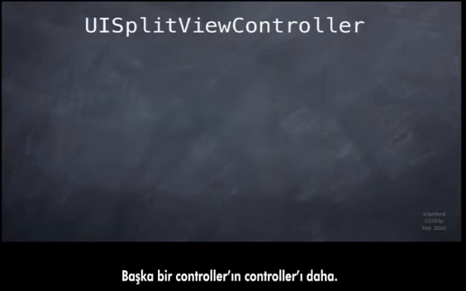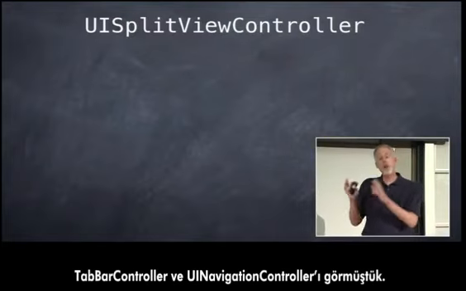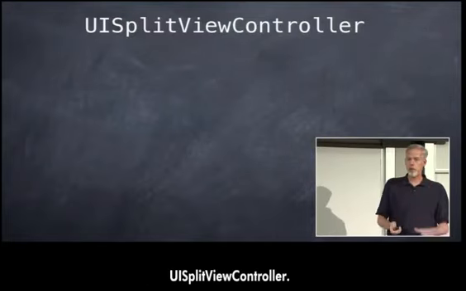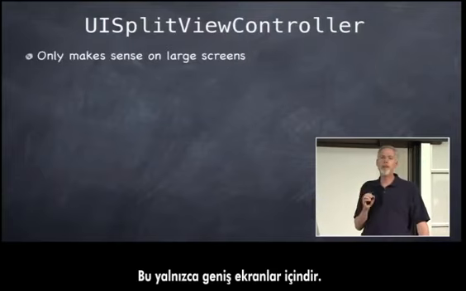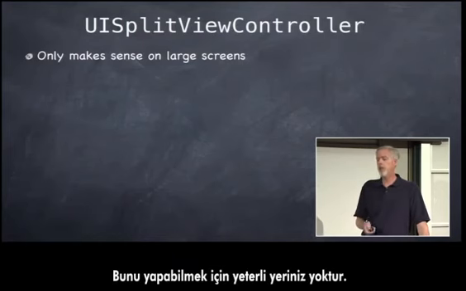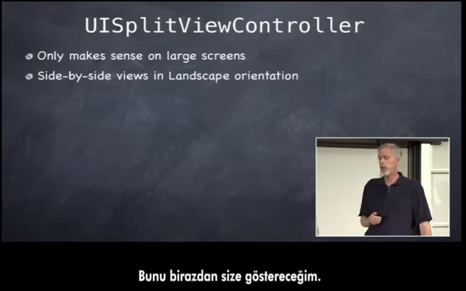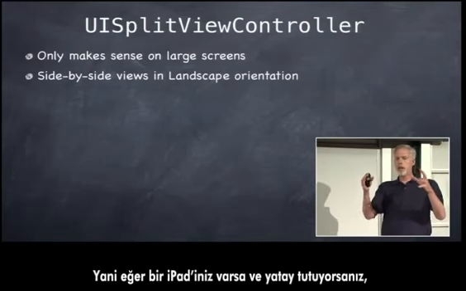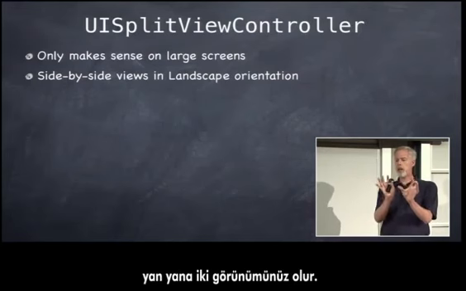All right, so another controller of controllers. So that's tab bar controller. UI navigation controller is a controller of a controller. Here's a third one, UI split view controller. This only makes sense on large screens. You would never use a split view controller on an iPhone. There's just not enough room to do what this thing does, and you'll see when I show it to you in a second. Essentially, a split view is side-by-side views if you're in landscape orientation. So you've got an iPad, it's in landscape. The two views are side-by-side.